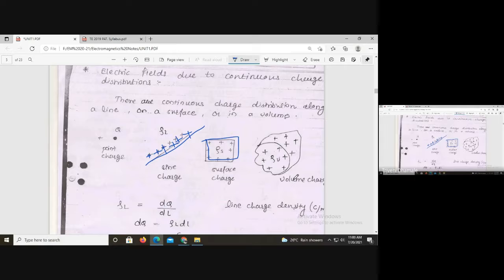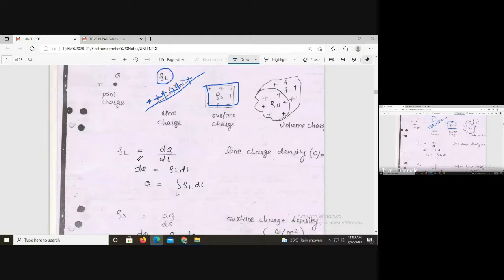For line charge there is one quantity, rho L, the line charge density. For surface charge, rho S, the surface charge density. For volume, rho V, the volume charge density. So how is it defined? Rho L is equal to dq, the small amount of charge distributed over a small amount of length. So it is dq by dl.